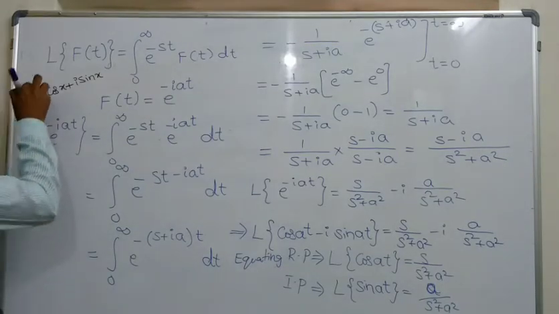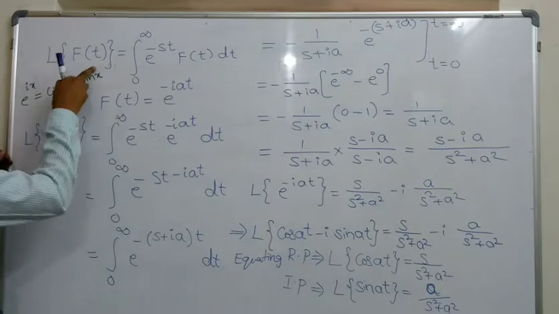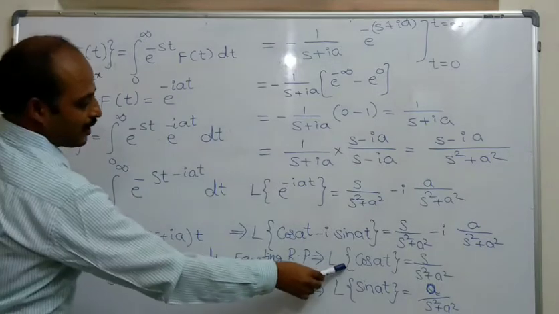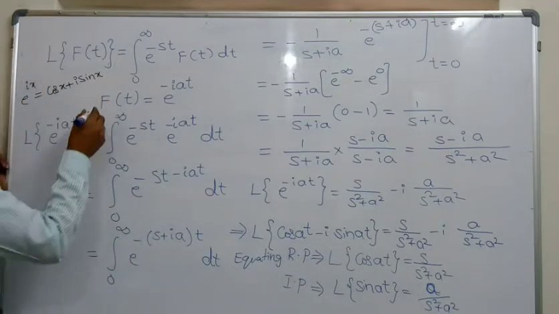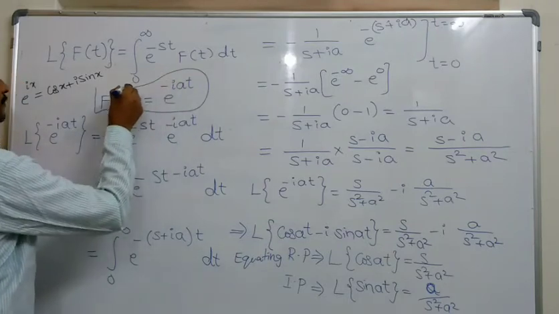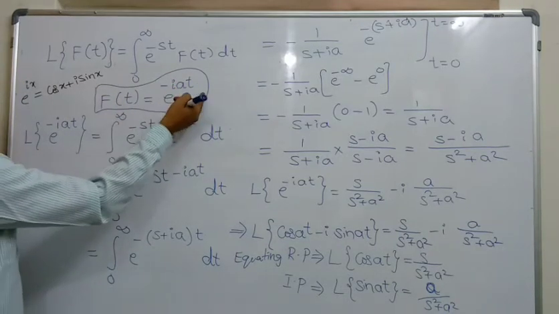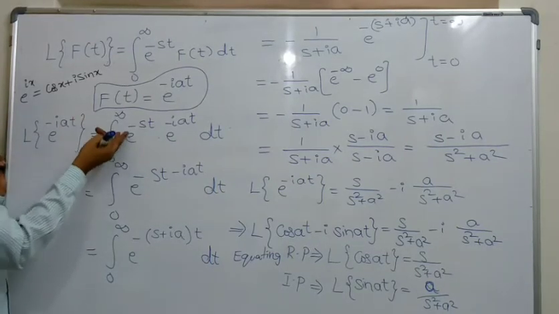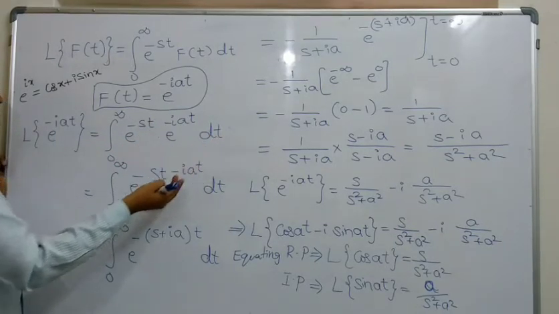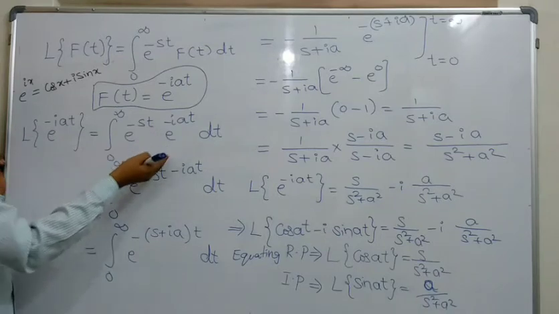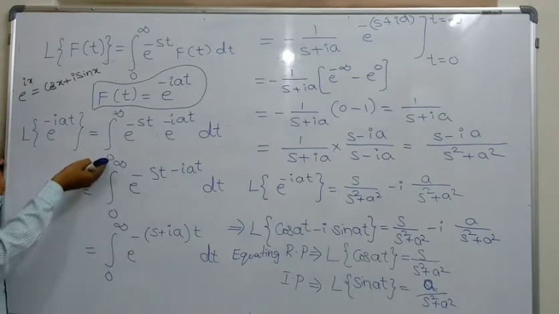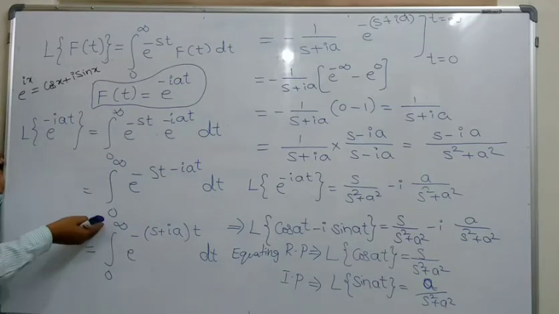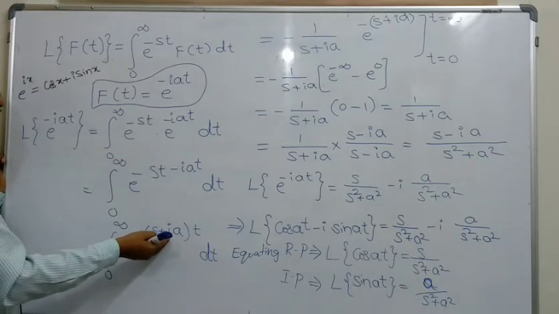By the definition of Laplace transform of a function, L of f of t is equals to integral 0 to infinity e power minus st f of t dt. To derive these standard formulas, L of cos at, L of sin at, replace f of t by e power minus iat. Laplace transform of e power minus iat is equals to integral 0 to infinity e power minus st into e power minus iat dt. Again, by using a power m into a power n formula, you can write like this: integral 0 to infinity e power minus st e power minus iat dt. By making minus common, integral 0 to infinity e power minus of s plus ia into t dt.